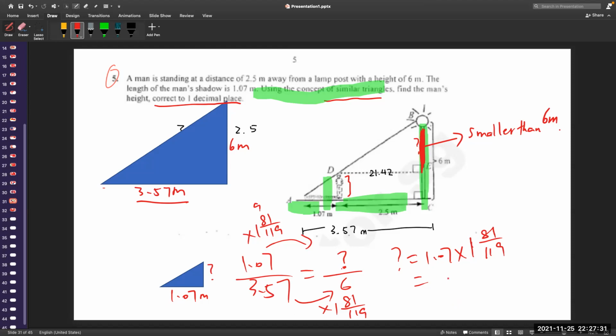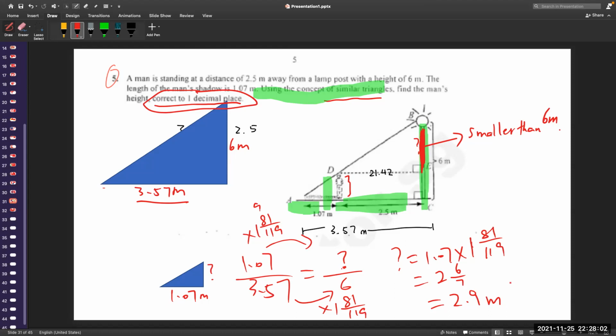20 over 26 over 7. Do 6 over 7. No, give me one decimal place. Do 6 over 7. Give me one decimal place. 2 point. Round up. Round up to what? Round to one decimal place. 2.9. 2.9. Wow, this guy is so tall.